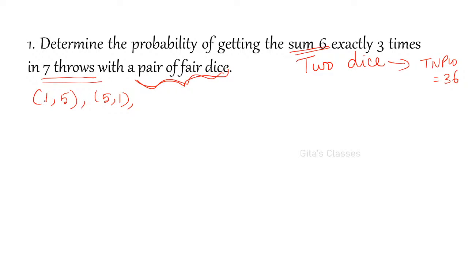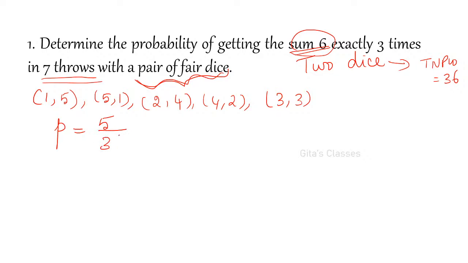In the first die you can get 1, in the second one you can get 5. Or in the first one you can get 5 and in the second you can get 1. Similarly 2 comma 4 can be there, 4 comma 2 can be there, 3 comma 3 can be there. So favorable number of cases is 5. Therefore the probability of getting the sum in one throw, small p, is 5 favorable cases out of a total of 36. Therefore 5 by 36.